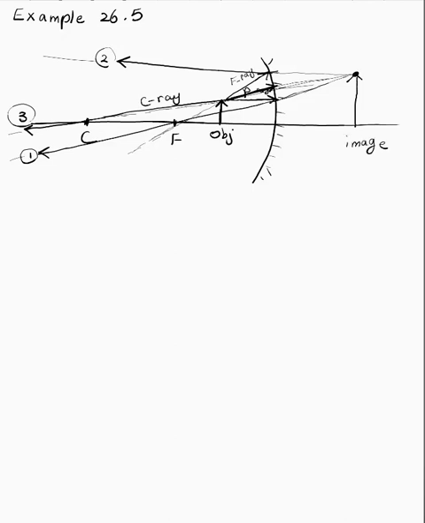Well, it seems that the image is bigger. Wow, so the image is bigger, it is upright, and it is virtual. So I have a virtual image because it is behind the mirror, again, which is upright, and it is bigger than the object.